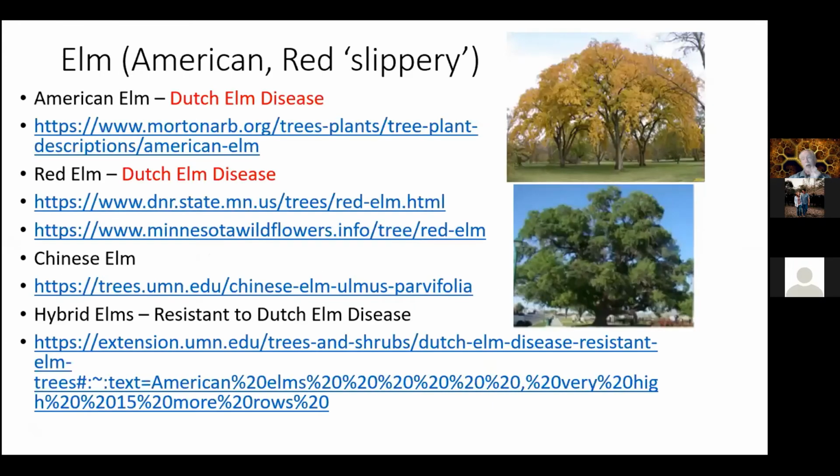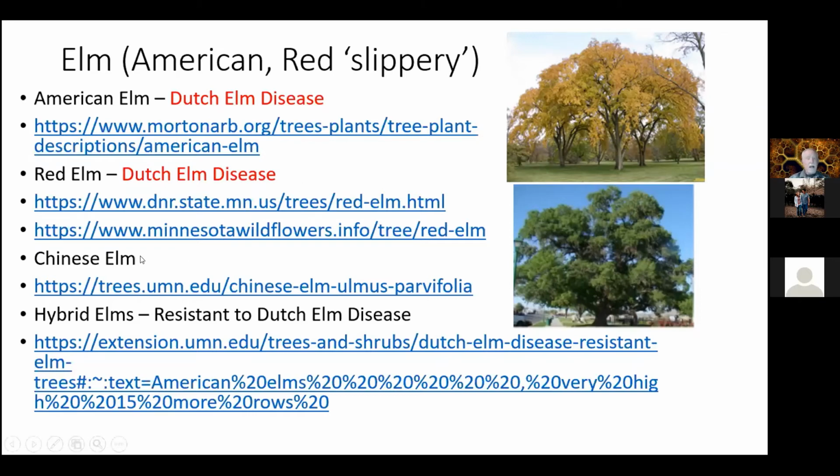Okay, elm trees. Dutch elm disease killed a lot of them, American and red elms being the native trees and the ones that are susceptible to Dutch elm disease. However, here are 3 American elm cultivars that are resistant to Dutch elm disease that are pictured. I'm thinking they're growing in the Morton Arboretum. They're at least pictured in the Morton Arboretum. So there are some cultivars. There's also the Chinese elm.